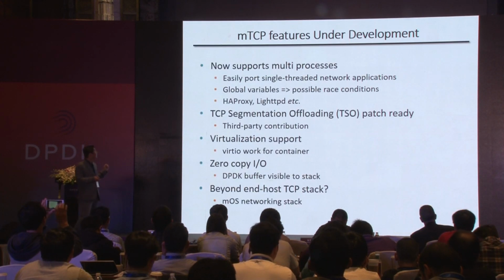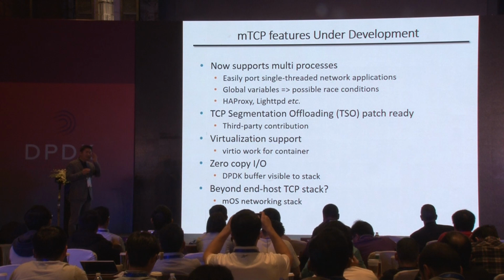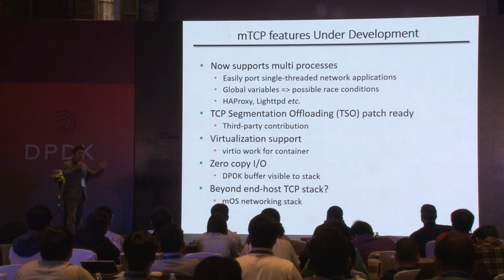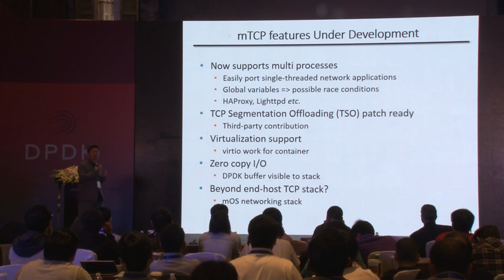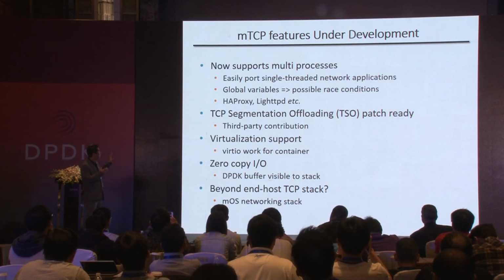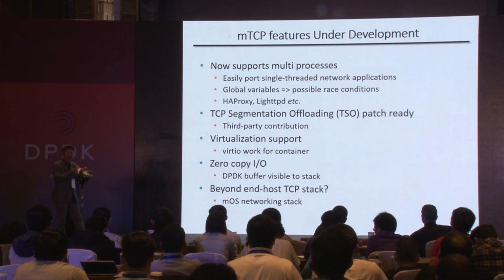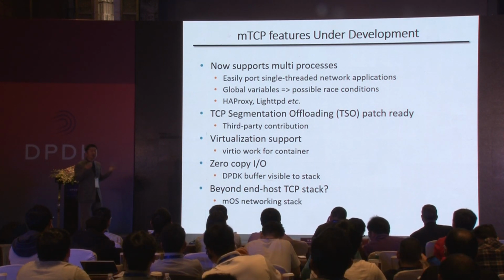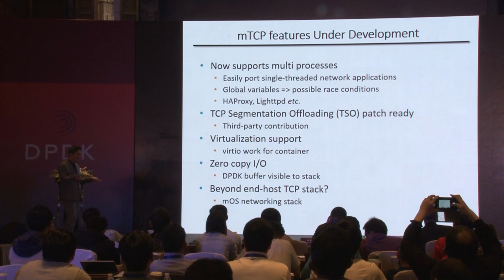Okay. So here are some features that are being developed now. We now support multiprocess. In the initial work, we assumed that the developer uses one process which has multiple threads, and these threads are pinned to each CPU core. But then it is somewhat hard to port an existing single-threaded network application because they may use many global variables. So it's easier to port these single-threaded network applications to use multiple processes. So we actually support multiple processes sharing the same TCP stack.